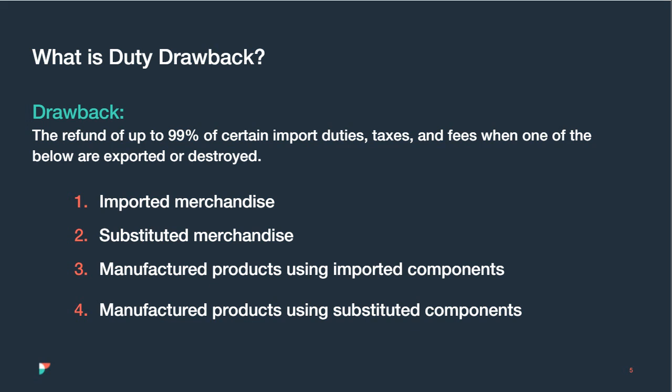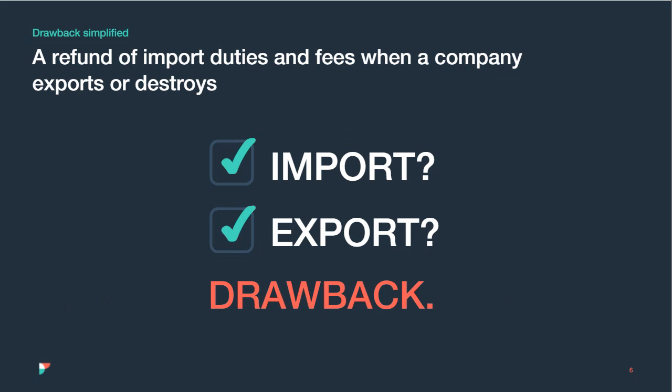Overall, drawback is a very complex program, but it is one that has tremendous benefits. At its most simple essence, it is a refund of your import duties and fees when you export or destroy. So at a high level, if there is an import, if there is an export, there is an opportunity for drawback potentially. It's a little bit more complex than that. There's a lot of nuances. There's many different types of drawback or provisions of drawback.